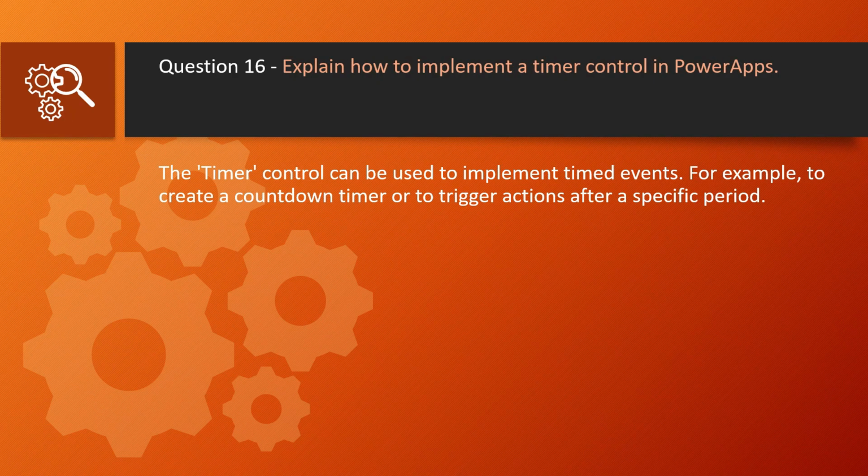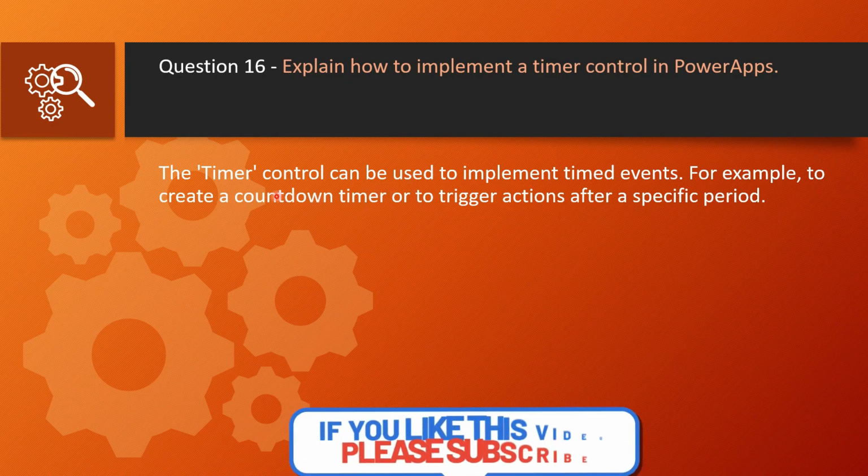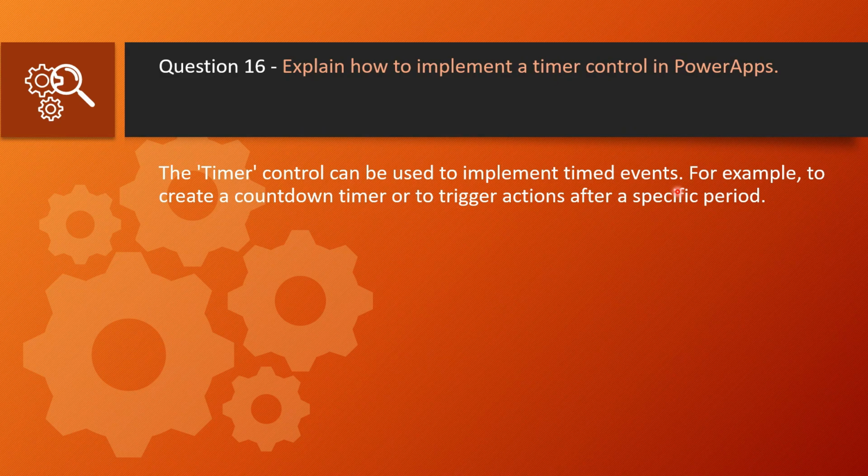Question 16 is, explain how to implement a timer control in Power Apps. The timer control can be used to implement timed events. Those are events that we want to be triggered at a particular time or after some interval. For example, to create a countdown timer or to trigger actions after a specific period, we need to use the timer control.